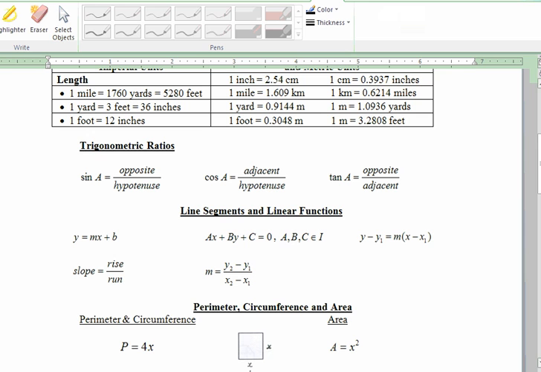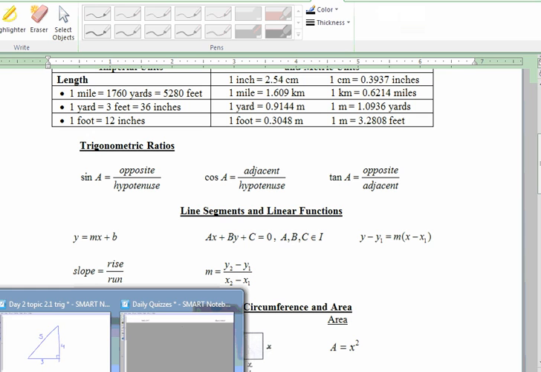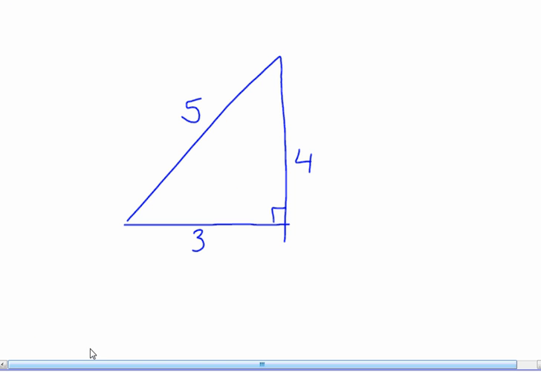Okay, so when I was talking about this triangle, who would have been the hypotenuse? 5. Why would it be 5? The biggest number? Why else? It's not connected to the right angle. It's opposite the right angle. It's the hypotenuse. Okay, so a hypotenuse is always opposite the right angle. Opposite the largest angle would be the largest side.